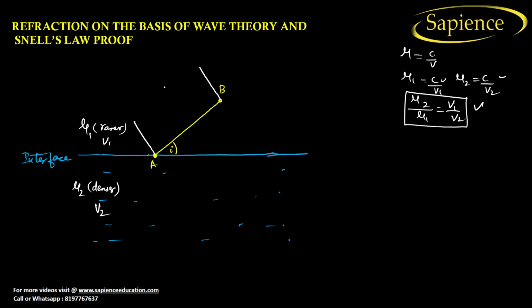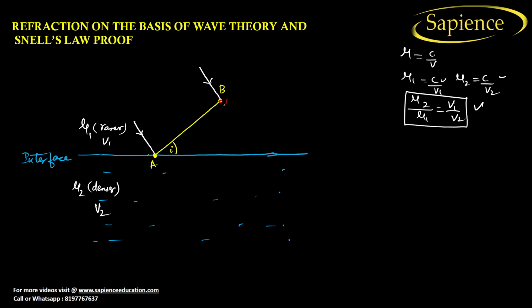Got it? So light is coming like this, and it is making an angle like this. I hope you have understood. Now let us create a wavelet. So secondary wavelet, tertiary wavelet. Definitely this is creating a disturbance.